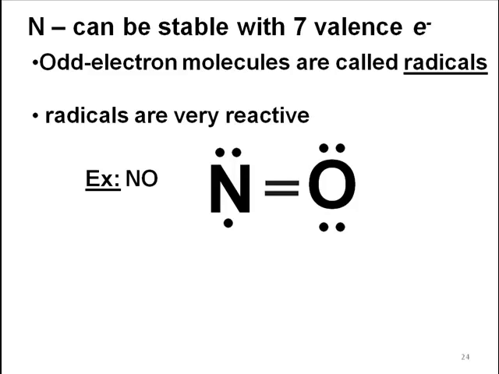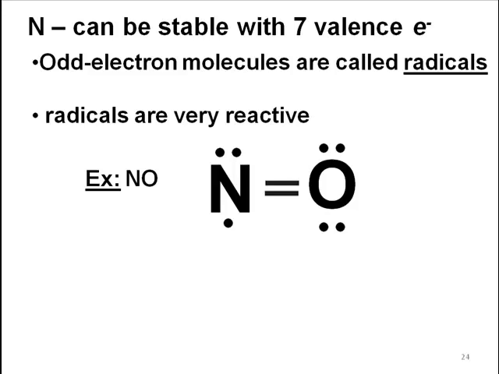Okay, NO here. The O has 2, 4, 6, 8 around it. The N has 2, 4, 6, 7. It really wants 1 electron. So it's going to try to take electron from anything it can. It wants to be more stable if possible. It's stable, but it's not as stable as it could be.